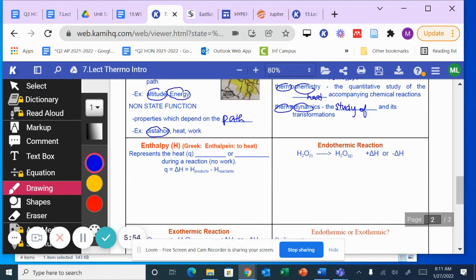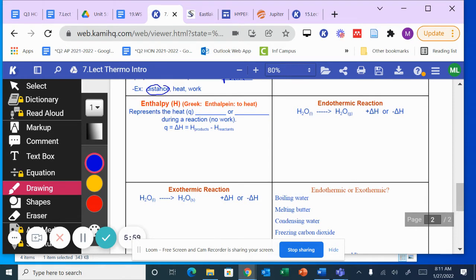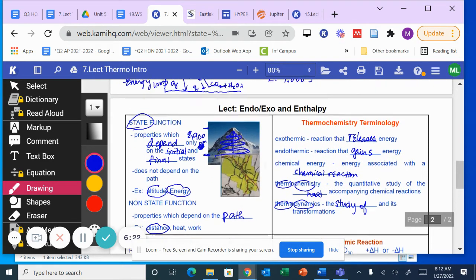Okay? It's just terminology. So you're gonna hear this word called enthalpy. Everybody say enthalpy. You don't say the H part, it's just enthalpy. And that is Greek for enthalpane, which means to heat. The enthalpy is pretty much the same as the heat that you get in a chemical reaction with no work. So in this diagram right here, actually the change in enthalpy.